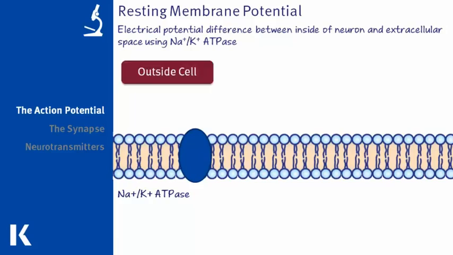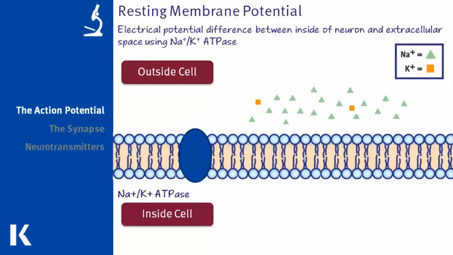Up top will be the outside of our neuron, and below the membrane will be the inside of the cell. Outside the cell, we have lots and lots of sodium ions, indicated by the little green triangles, and very few potassium ions, which are the orange squares. When our sodium-potassium ATPase is working, it pumps 3 sodium ions out of the neuron for every 2 potassium ions that are pulled into the neuron. If we pull 3 positive ions out of the cell and 2 positive ions of the same charge into the cell, we'll end up with more positive charges outside the cell.